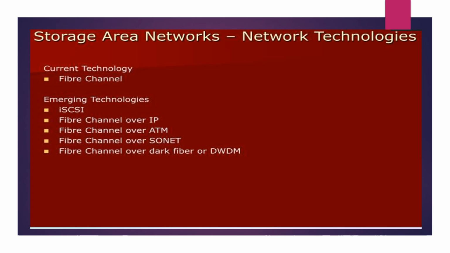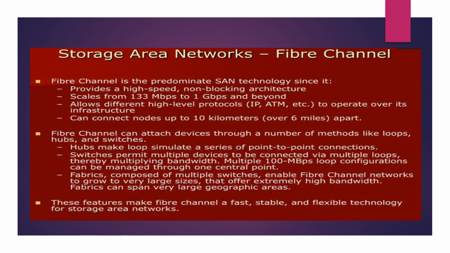Storage area network technology. Currently, it uses fiber channel. Emerging technologies include iSCSI, fiber channel over IP, over ATM, over SONET, and over dark fiber or DWDM. Fiber channel is the predominant SAN technology since it provides a high-speed non-blocking architecture. It scales from 130 Mbps to 1 Gbps and beyond.